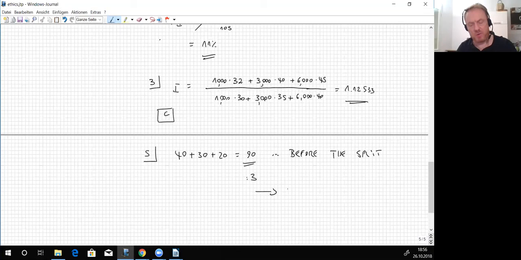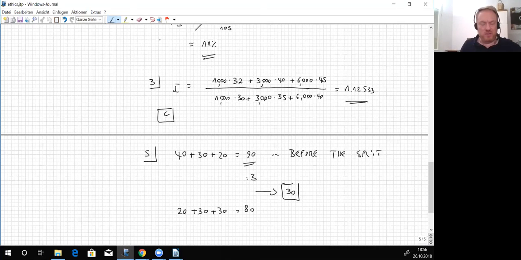That's the result. Now, the next sum is 20 plus 30 plus 30, giving us 80, of course. And now the question is, by which divisor do we need to divide in order to get the same price index? What would you say?